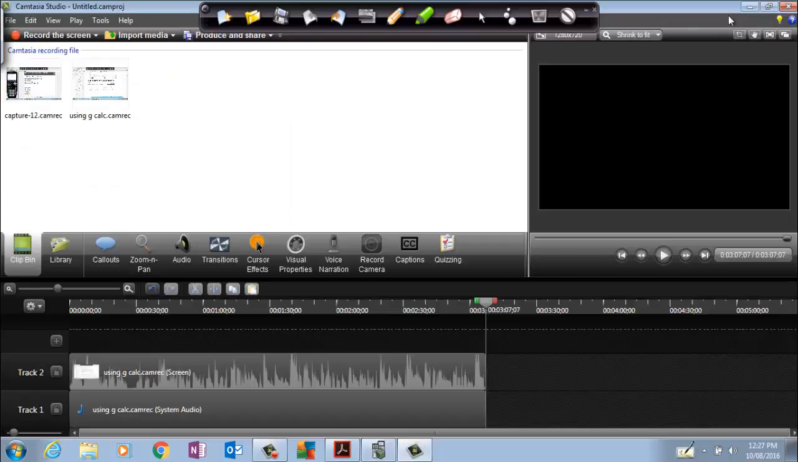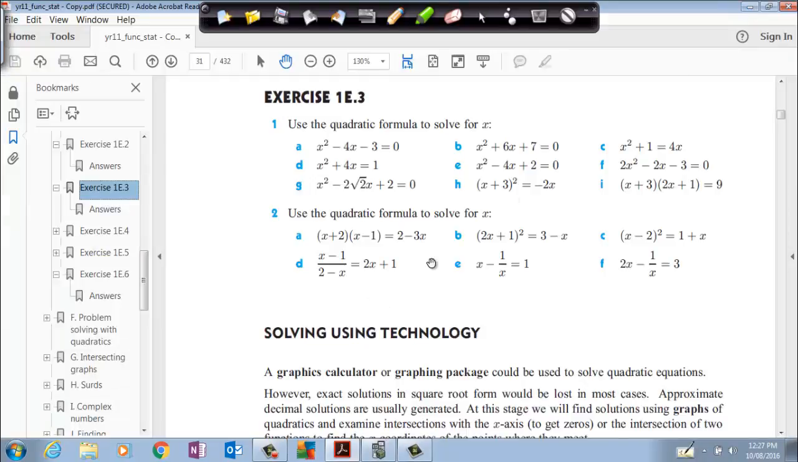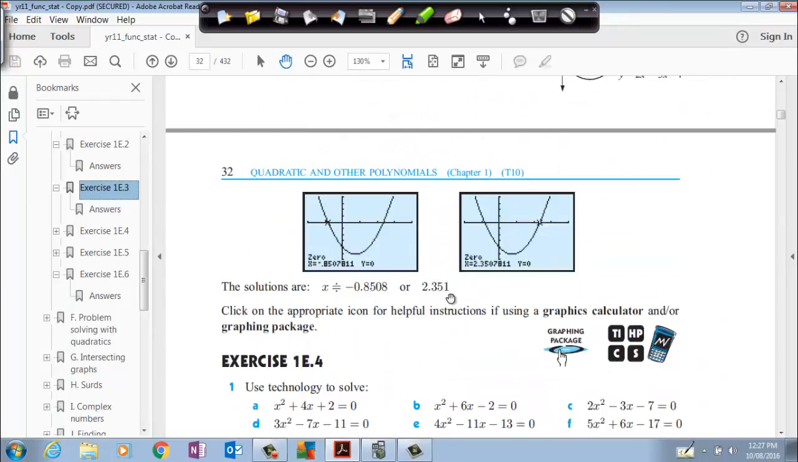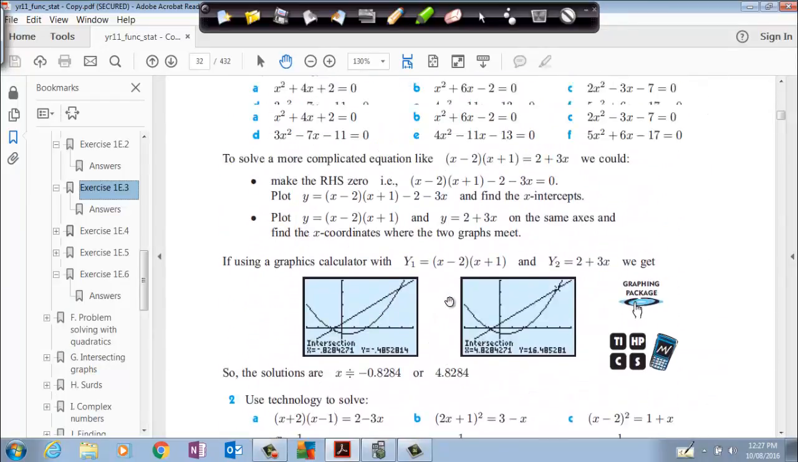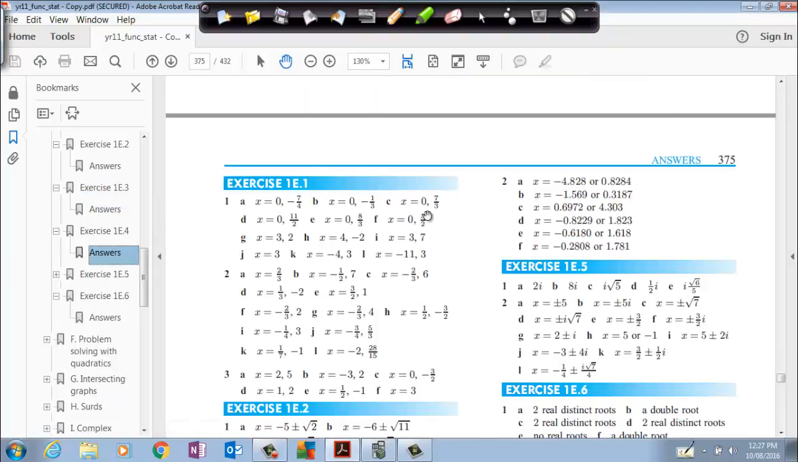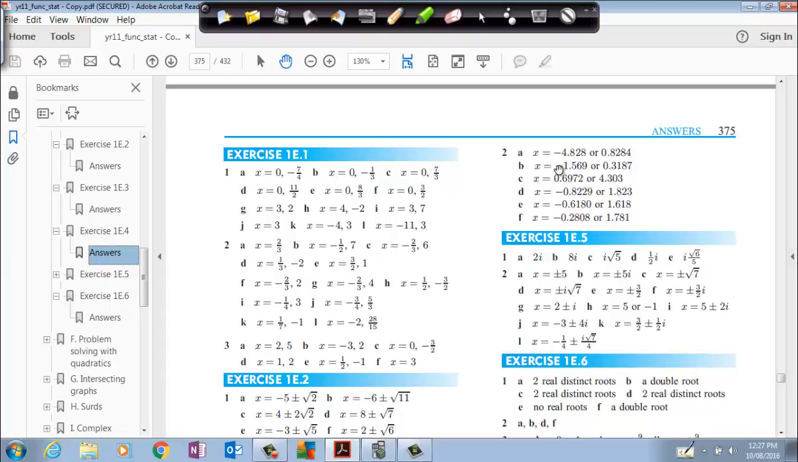Okay, so that's how you will do the questions in question 2. So this is using technology to try and do this. I've done A, you try B to F. And here are the answers. Question 2, we did -4.8 and 0.82. There's B to F sitting there.